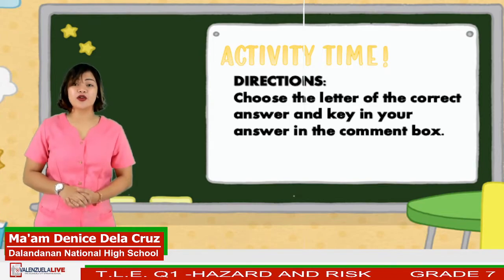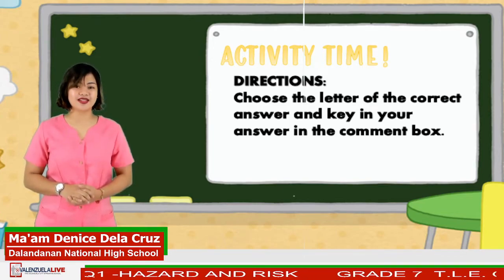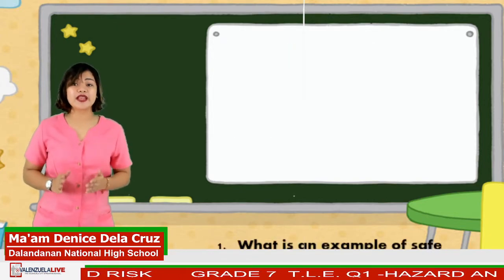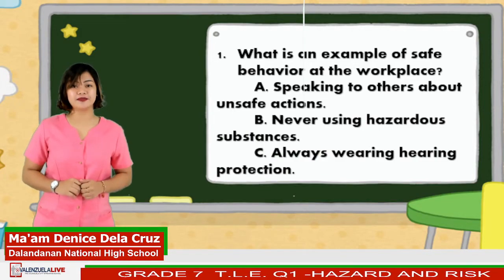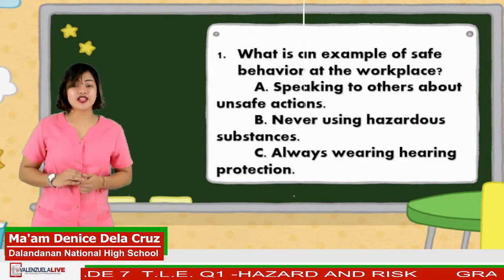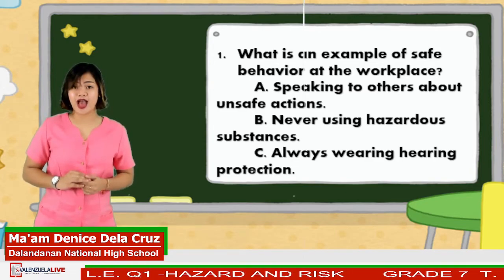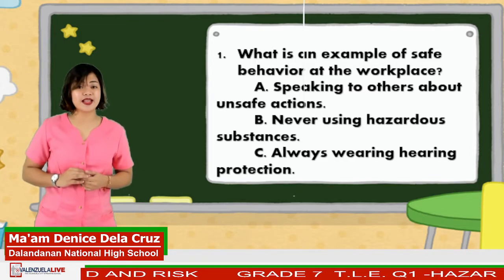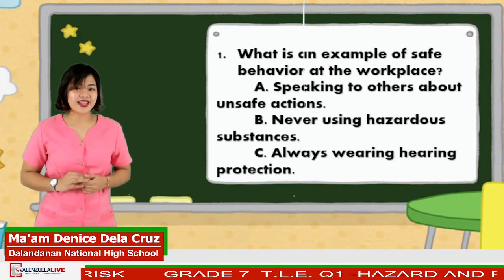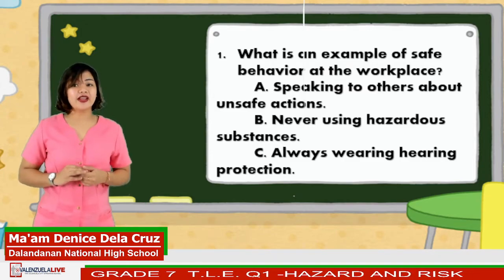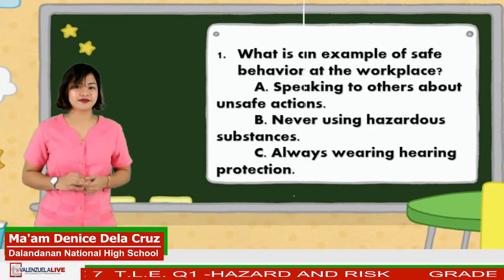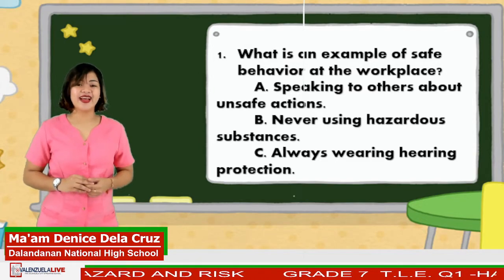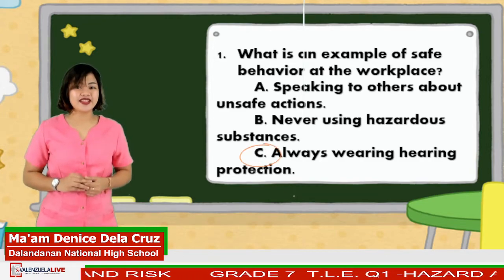Choose the letter of the correct answer in the comment box. Number 1. What is an example of safe behavior at the workplace? Is it A, speaking to others about unsafe actions? B, never using hazardous substances? Or C, always wearing hearing protection? Great job! The answer is letter C.